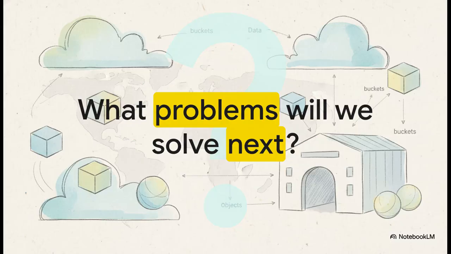So what does it all mean? When storage becomes basically infinite, when it's intelligent enough to manage itself, and when it's instantly accessible from anywhere on the planet, it stops being just about storing files. It becomes a platform for innovation, which really just leaves us with one final, very exciting question to think about. What problems are we going to solve next?